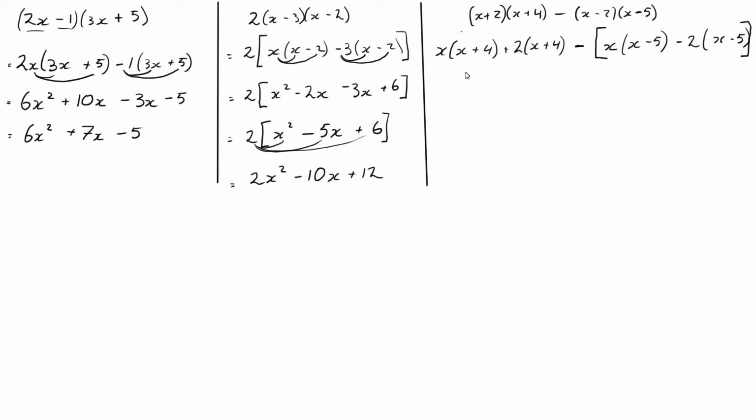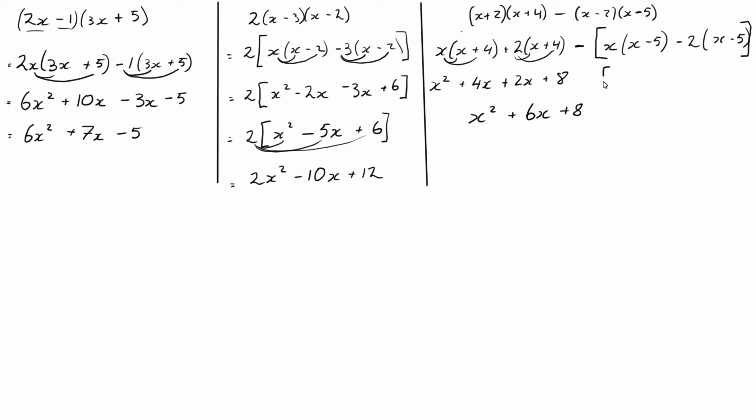Let's work out our first set of brackets. X and x give us x squared. X and 4 give us 4x. 2 and x give us 2x. 2 and 4 give us 8. And then just to tidy up, I'll have x squared, and then 4x and 2x give us 6x plus 8.